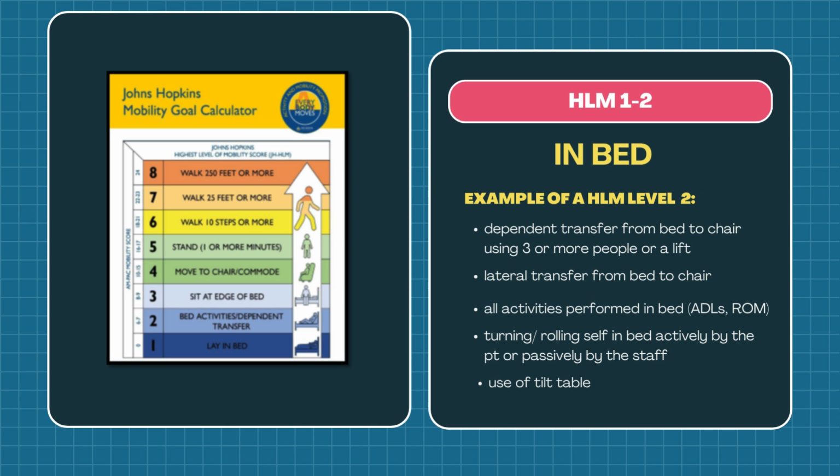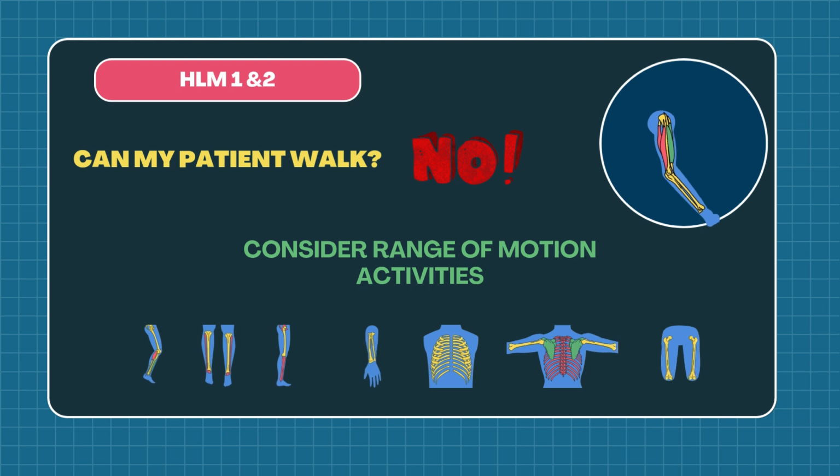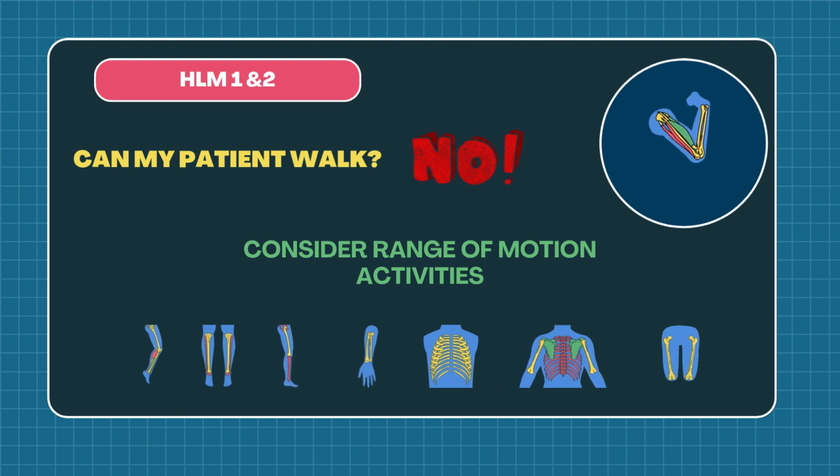So for example, a patient at an HLM level 1 or 2 is someone who is on bed rest or they're a full dependent transfer. If that's the case, a level 1 or 2 is not able to walk. So what would be appropriate for them would be range of motion exercises.